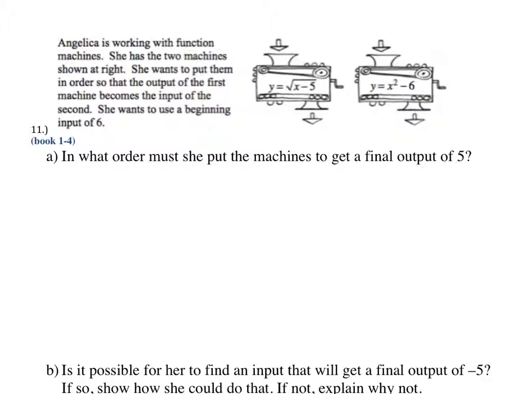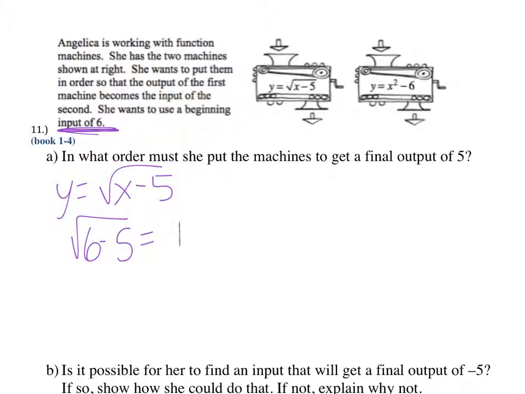In problem 11, Angelica is working with these functions, and she wants to find out if she puts in 6 as her input, which one does she have to do first, which one does she have to do second to get an output of 5. So I'm going to start by looking at the first function, which was y equals the square root of x minus 5. So if we plug in 6, we'll have the square root of 6 minus 5, which gives us a 1.